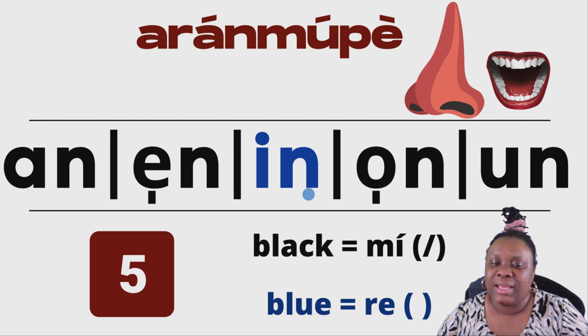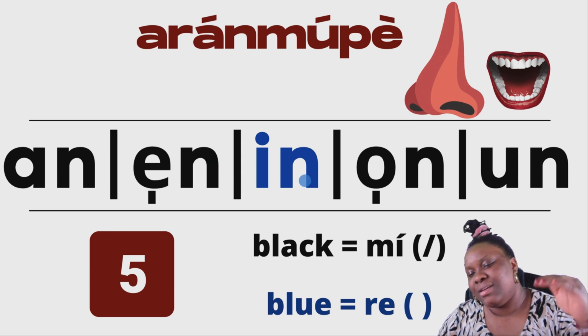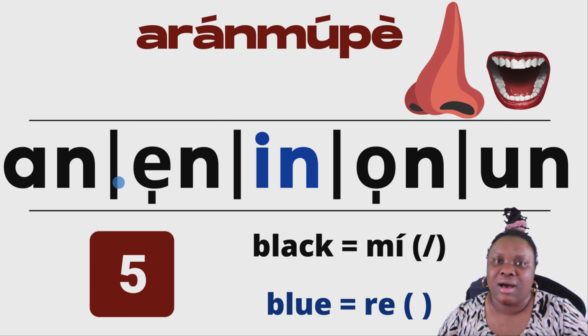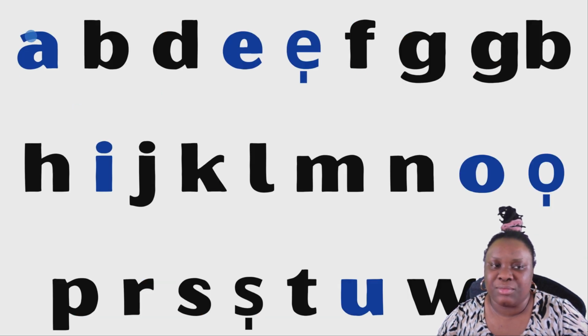an, ẹn, in, ọn, un. When you look at the alphabet, you won't see them written separately.